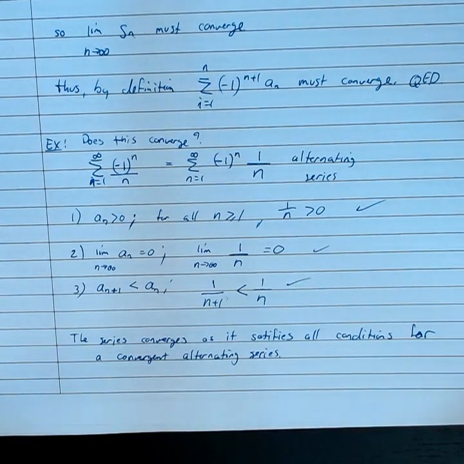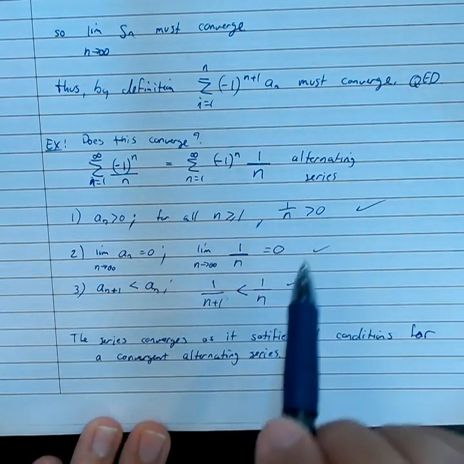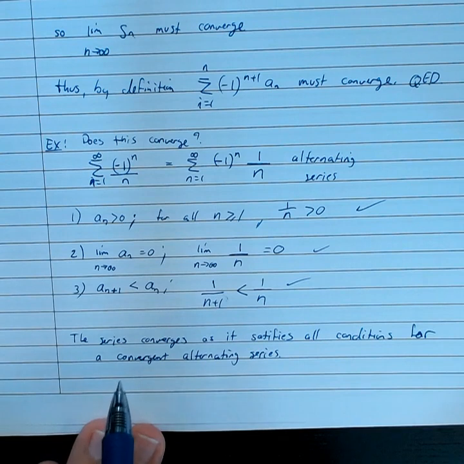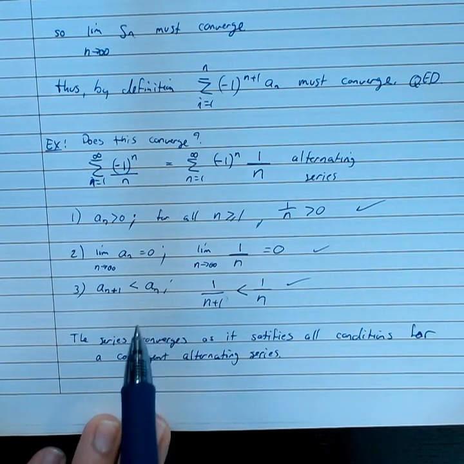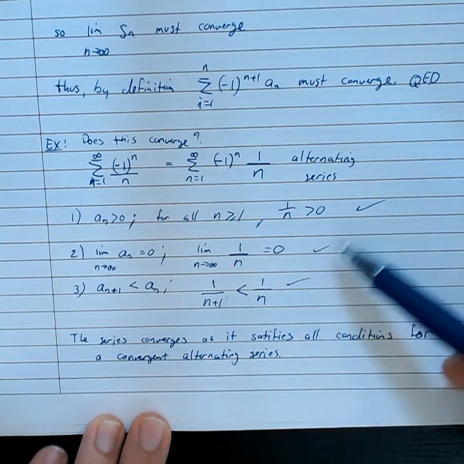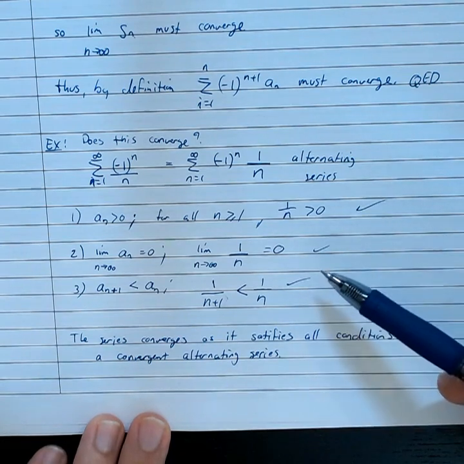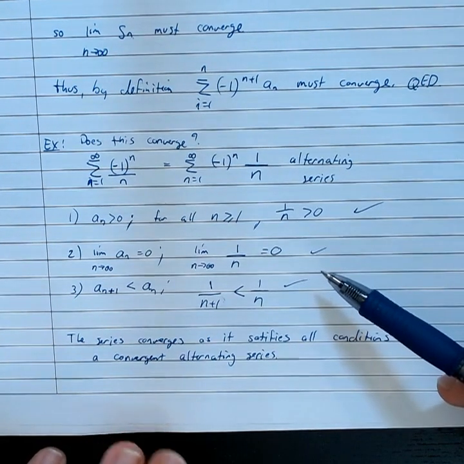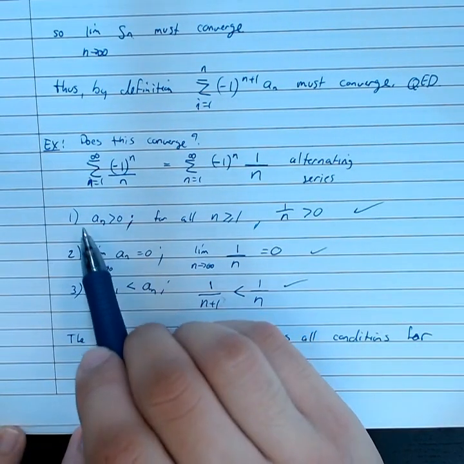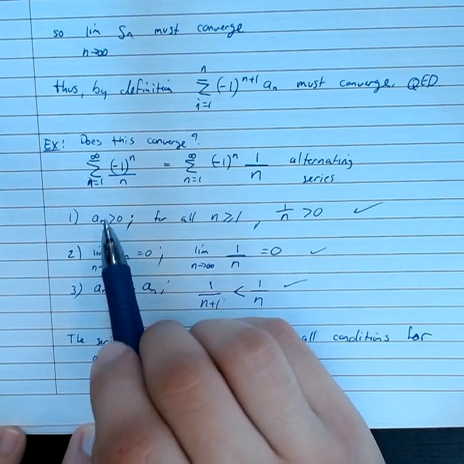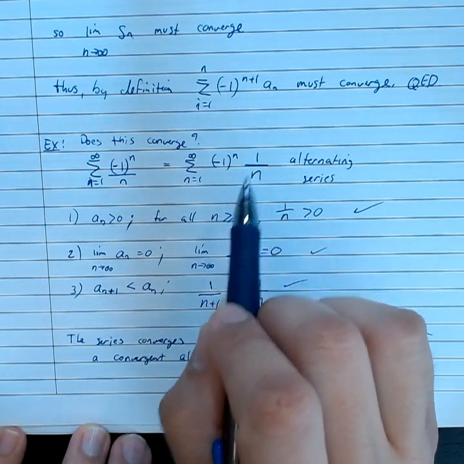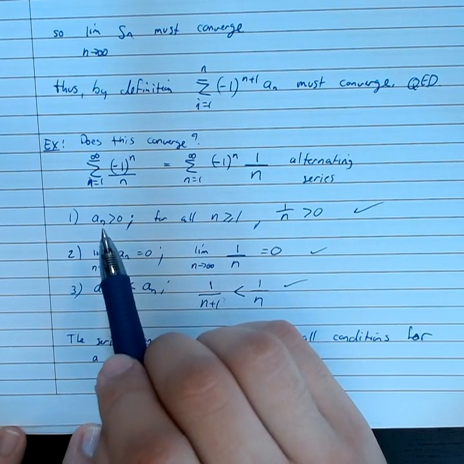Now, there is one thing to say about these conditions. If all 3 of them are met, we know for a fact that it will converge, because that's what the alternating series test tells us. But what if one of these doesn't work? What if we don't satisfy these? Does that mean that my series diverges? Depends which one. So let's say this one fails. If we fail to show that a sub n is greater than 0, let's say some of these terms actually are negative, right here.